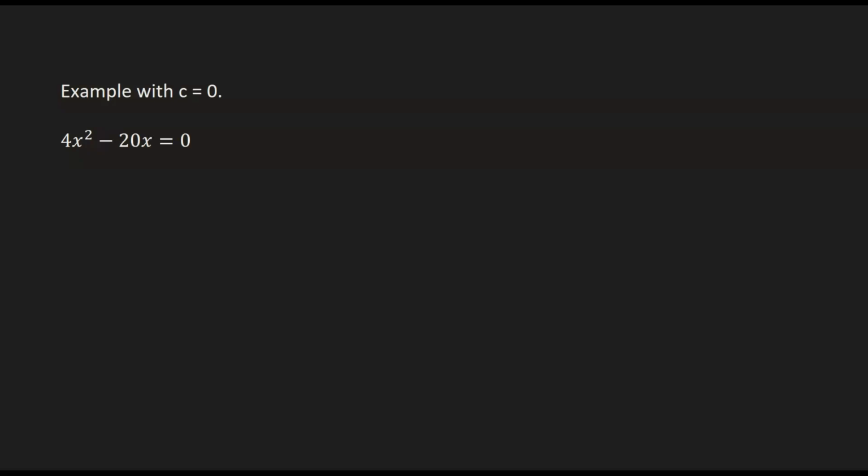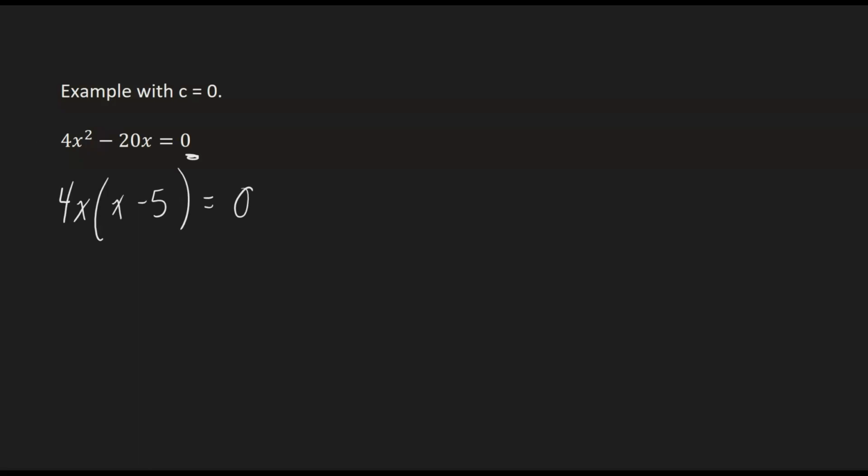We don't have to use our other factoring methods because there are fewer terms. So look for the common factor. That'll be 4x. We're left with x minus 5, and it's still equal to 0. That's what we're looking for right there.